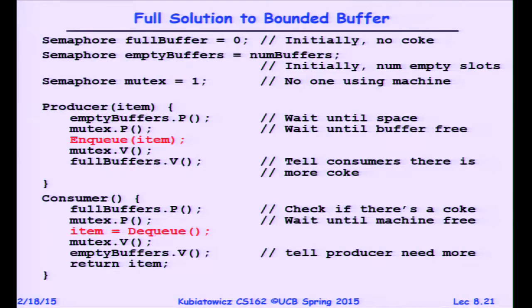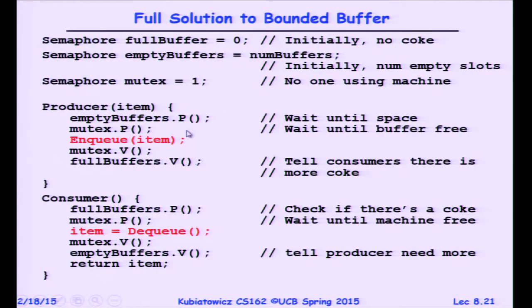Similarly, notice how empty buffers is the whole machine initially, because it's an empty machine, and therefore all of the buffers are empty. Okay? There are num buffers, empty buffers. And then the mutex, which we're going to use like a lock, we start equal to 1. And so now look at our producer and consumer. The producer says, I do an empty buffer.P, which says basically wait until there's space. Then I grab the mutex lock, mutex.P.